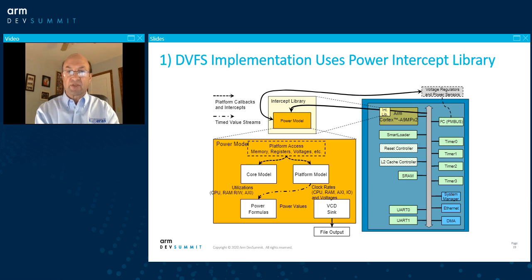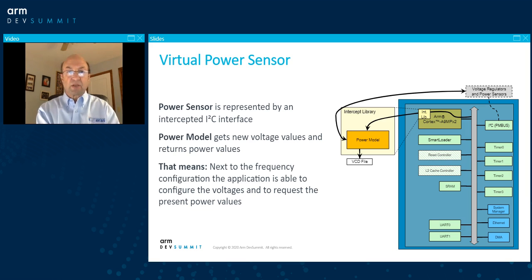This file output then gets fed back into the voltage regulators and power sensors, coming through the I2C bus and coming back into the processor that way. So the power sensor is represented by this I2C interface, and the power model then gets new voltage values and returns power values to the voltage regulators and the power sensors. So this means that next to the frequency configuration, the application is able to configure the voltages and to request the current power values.